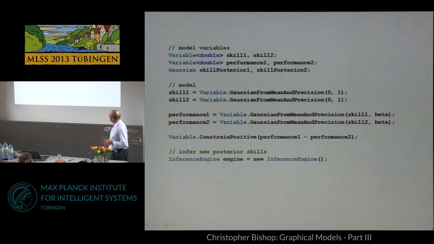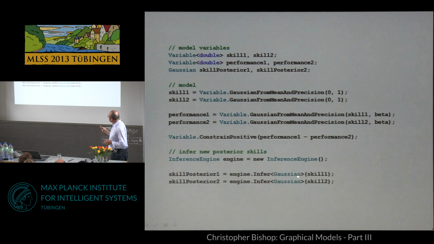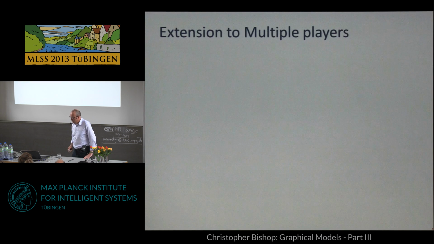Then we want to do inference. So we create this thing called an inference engine, and then we ask the inference engine to tell us the posterior distribution for the skill of player 1 and the posterior distribution for the skill of player 2. By default, it runs EP, but you can tell it to run other inference algorithms if you wish.